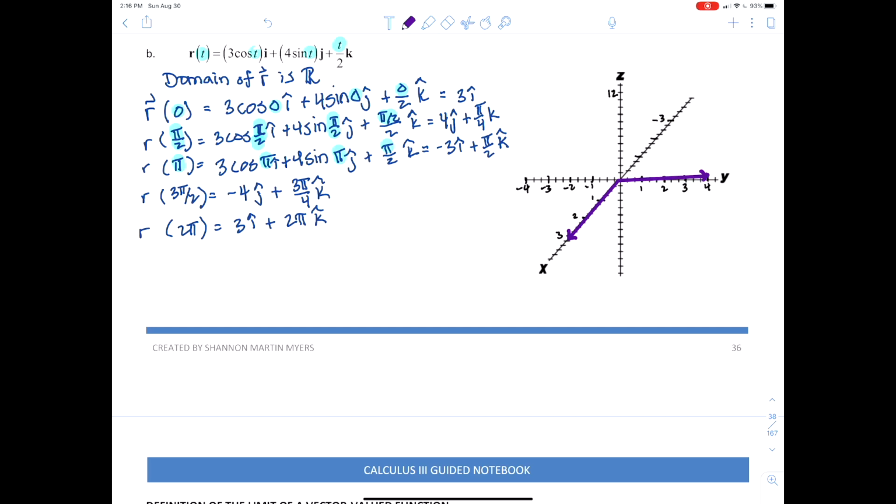And then r at pi, negative 3i plus pi over 2 times k. Pi over 2 is about 1.57. Be about here. And continuing, our next one was negative 4j plus 3 pi over 4 times k. So then that 3 pi over 4 is going to be about 2.36. So j will be back here, and then about here.